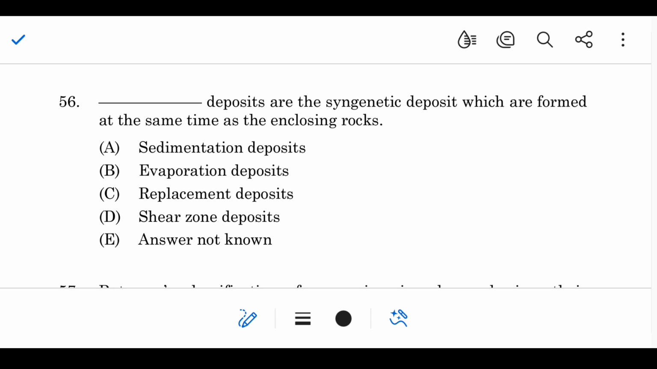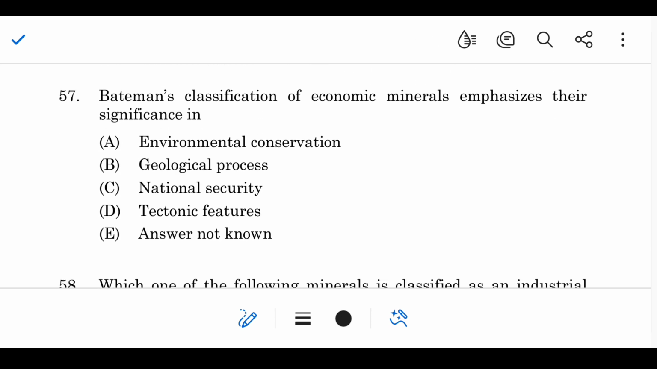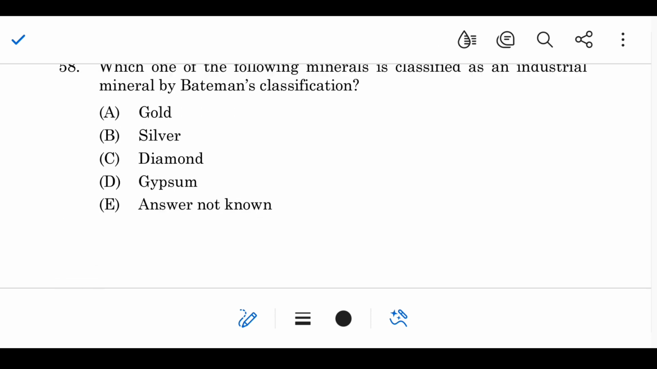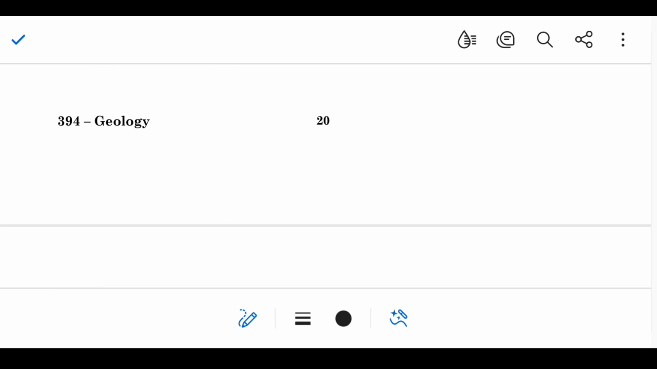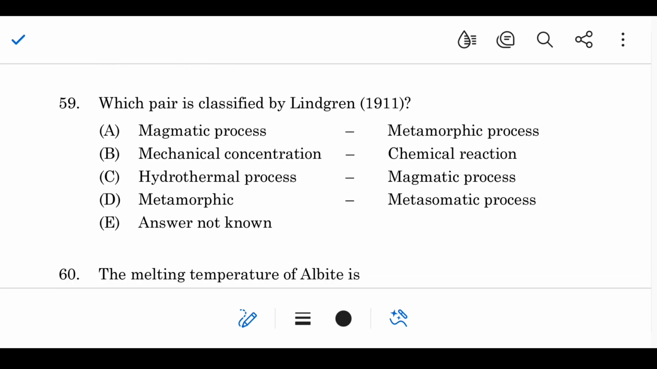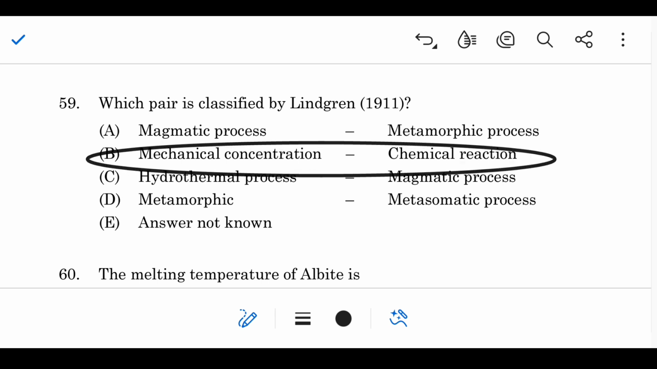56th question. Dash deposits are syngenetic deposits which are formed at the same time as the enclosing rock. It is the sedimentation deposit. Bateman classification of economic minerals emphasizes their significance in national security. Which one of the following minerals is classified as an industrial mineral by Bateman classification? It is gypsum. Next, which pair is classified by Lindgren 1911? Mechanical concentration, chemical reaction is the answer.